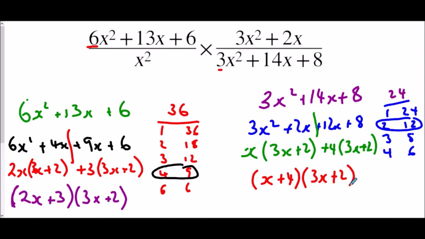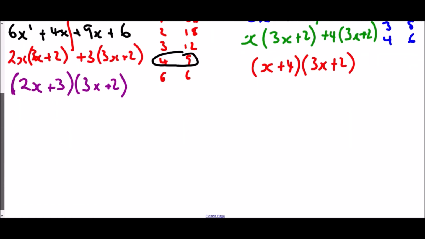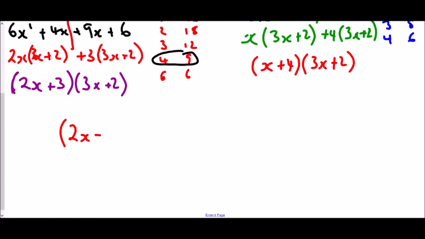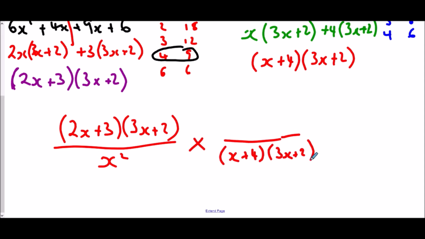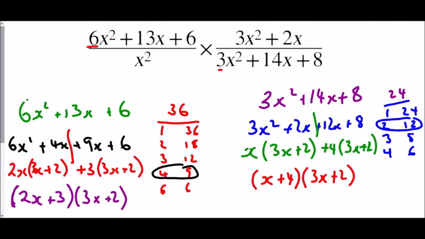So now that we've got all of this, we just want to put it back into the terms of the fraction. So we would have (2x + 3)(3x + 2), and that is all being divided by x squared, and that is being multiplied by (x + 4)(3x + 2). But at the top, we do just want to factorise the top here as well, just in case. Well, in this case, I can see that there is a common factor of x. So that's going to be x brackets 3x plus 2.